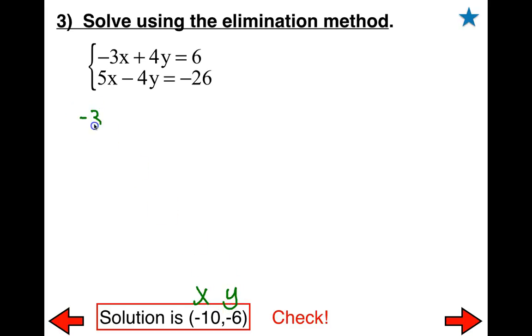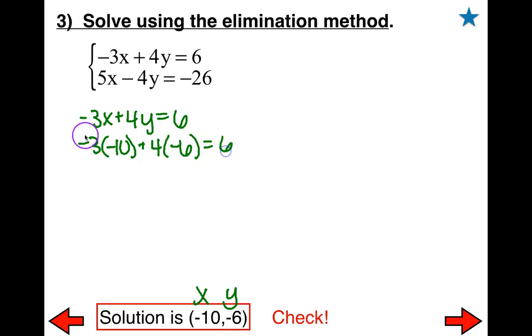I have negative 3x plus 4y equals 6. For my x's, I'm going to plug in a negative 10. And for the y's, I'm going to plug in a negative 6. So here we're going to simplify. Negative 3 times negative 10 is a 30. 4 times negative 6 is a negative 24 equals 6. 30 minus 24 is 6, so it does work for the first one. But again, we have to check both.